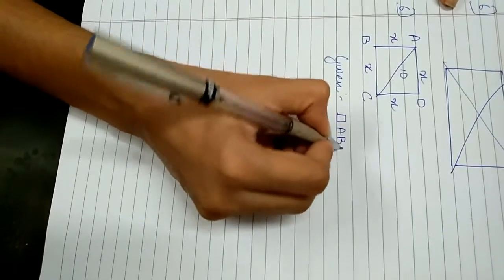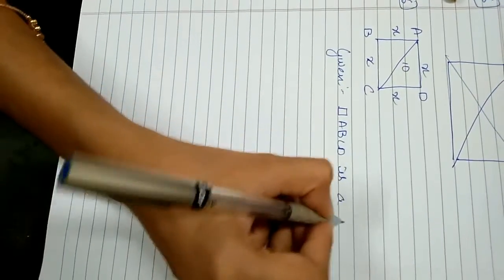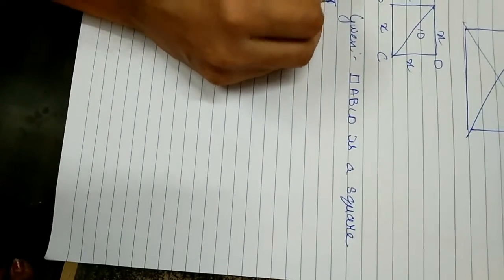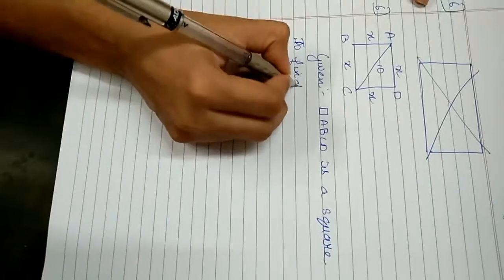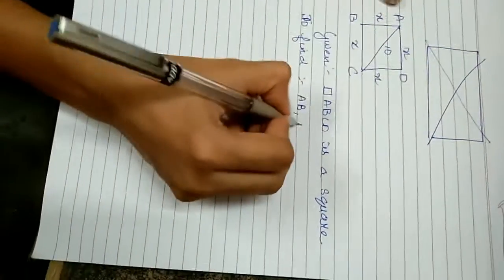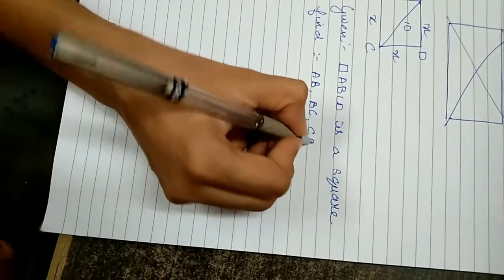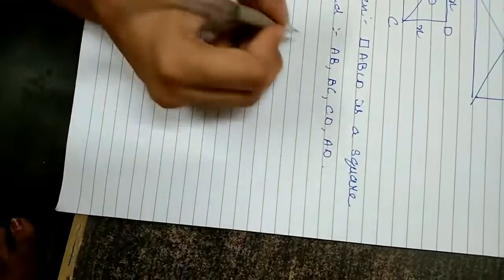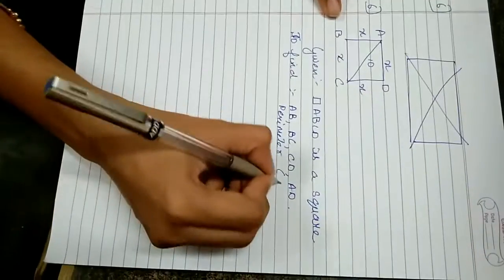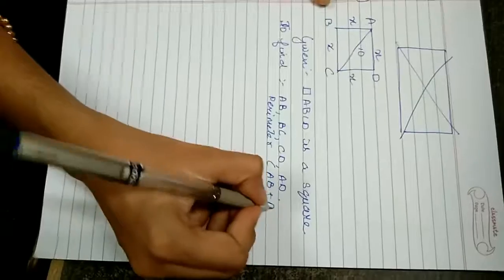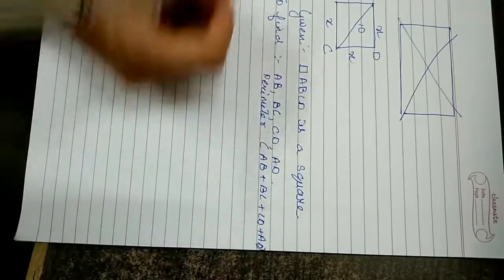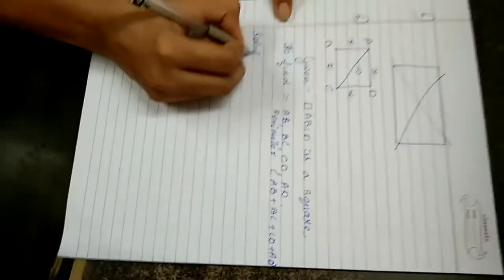Given: quadrilateral ABCD is a square. To find: the side and perimeter. Side means to find AB, BC, CD and AD. Perimeter means summation of all four sides, that is AB plus BC plus CD plus AD. Solution.